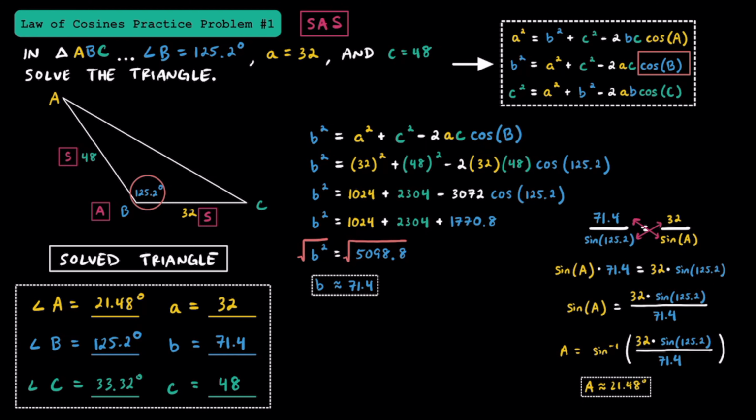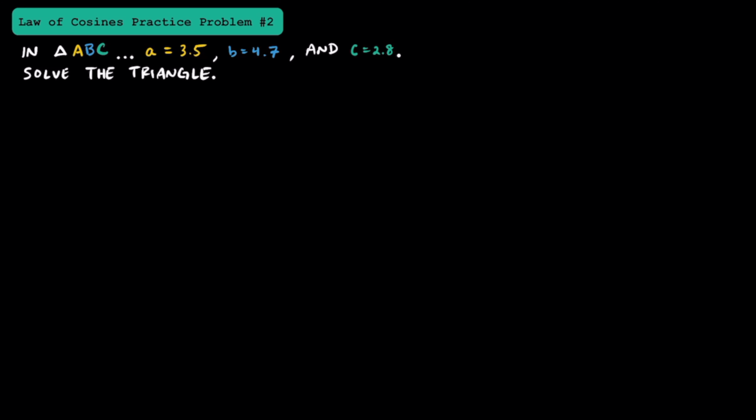Besides that, it's just a bunch of plugging in algebra to solve for each of the values. And here's the final example of this video. Here we're going to solve one more law of cosines problem. In triangle ABC, side A is equal to 3.5, side B is equal to 4.7, and side C is equal to 2.8. Let's solve this triangle.